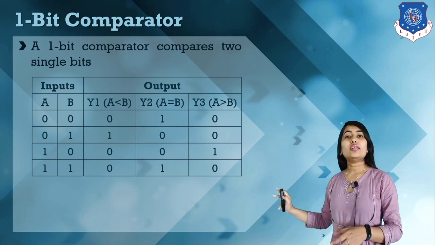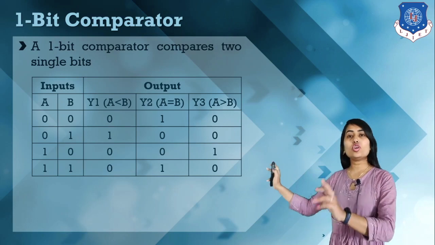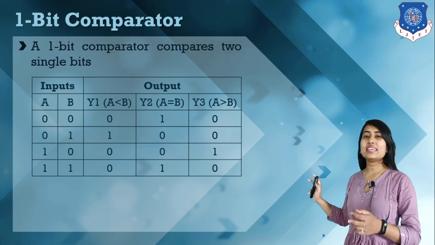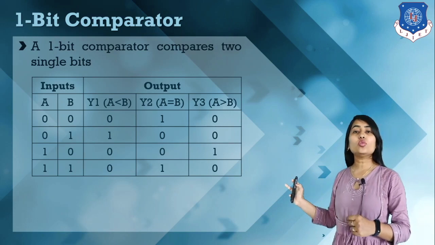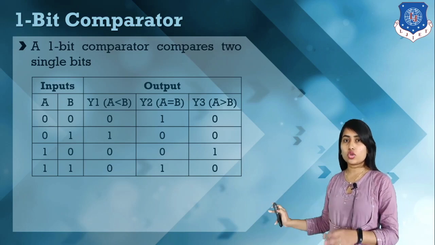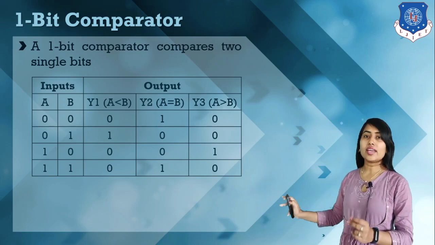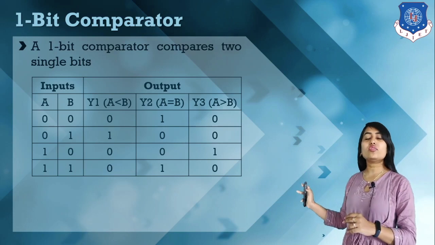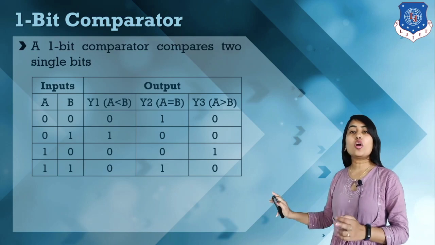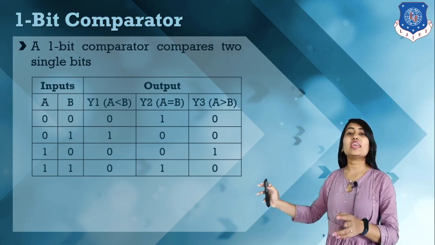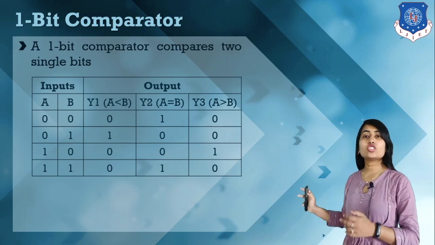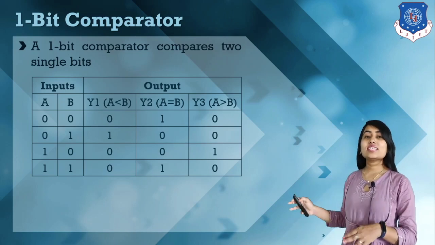Then we have A equal to 0, B equal to 1, that means A less than B, so A less than B is equal to 1 and all other outputs are 0. Next we have A equal to 1, B equal to 0, that means A greater than B, so A greater than B is equal to 1 and the remaining two outputs are 0. Last, A and B are both equal to 1, that means A equals to B. So we have this kind of truth table.